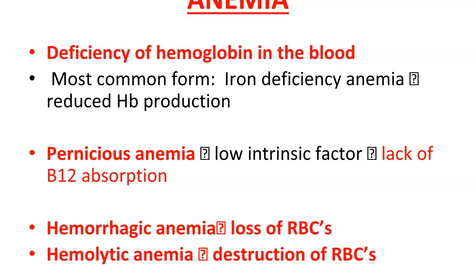So sickle cell anemia is an inherited form of anemia. The most common anemia, however, is due to a deficiency in iron. This is called iron deficiency anemia. This will lead to reduced hemoglobin production. Pernicious anemia is due to low intrinsic factor, which is needed for B12 absorption. Hemorrhagic anemia is due to the loss of red blood cells. Hemolytic anemia is due to the destruction of red blood cells. So you should have an idea of these types of anemia and their causes.